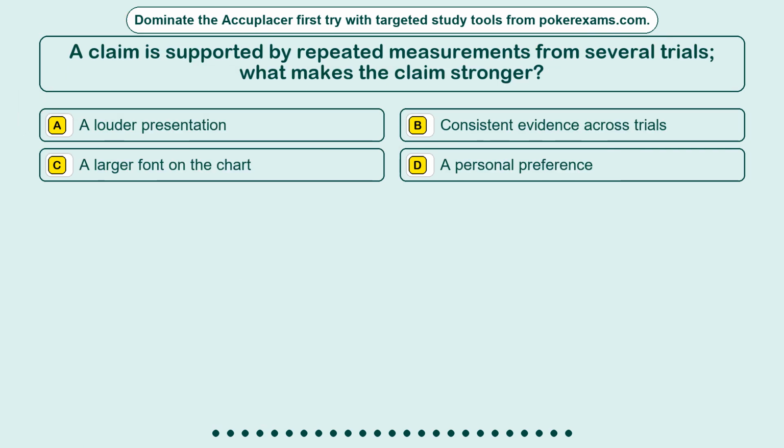Question 25. A claim is supported by repeated measurements from several trials. What makes the claim stronger? Option A, a louder presentation. Option B, consistent evidence across trials. Option C, a larger font on the chart. Option D, a personal preference.